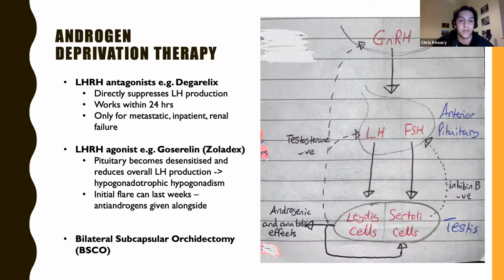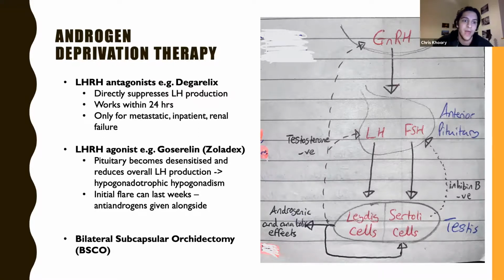However, the pituitary eventually becomes desensitized and reduces overall LH production. Because it is an agonist, this can initially cause a flare, so an initial increase in LH, and this can last for a few weeks. So when you first give it, you need to give anti-androgens alongside it. I hope that made sense. It is quite a difficult concept to get your head around.